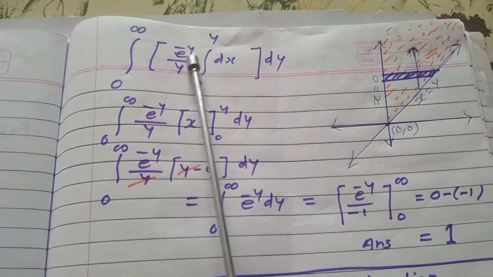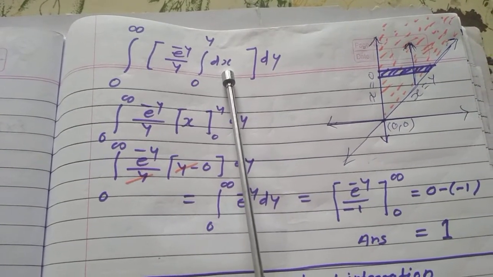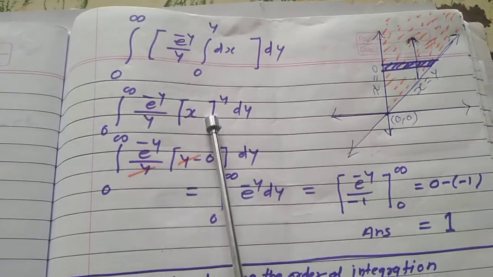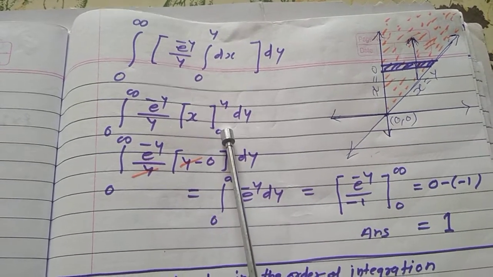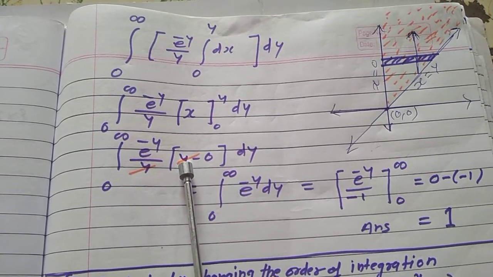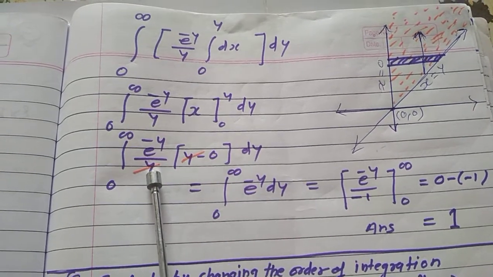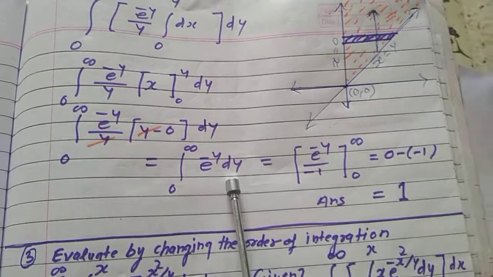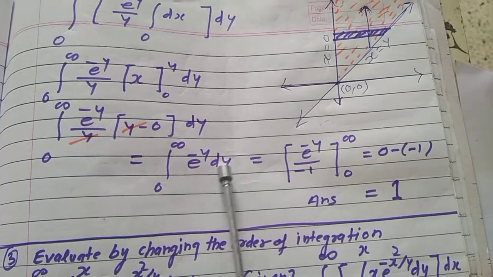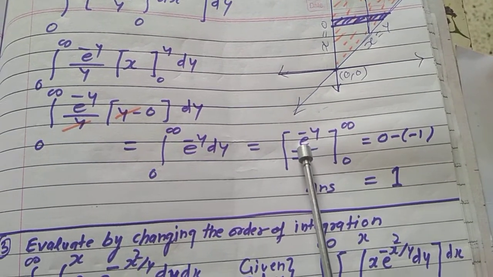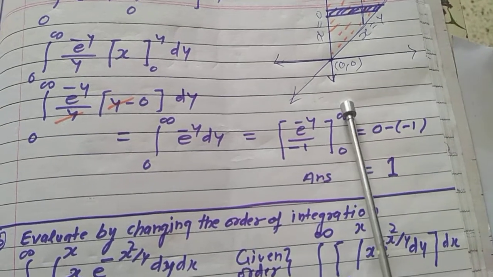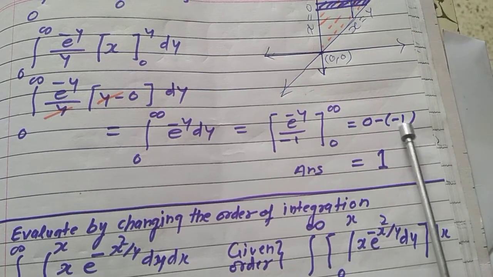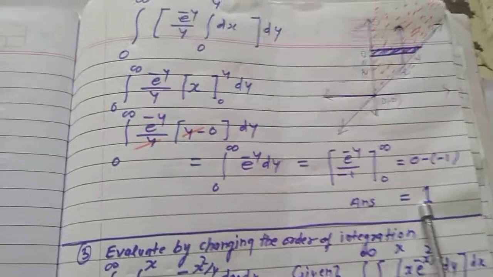Now e raised to power minus y, with respect to x, is constant. That's why I have taken it out of the integration. What is the integration of dx? Only x. Put upper limit, lower limit, so this becomes y minus 0. Now this y cancels, and you have to integrate only 0 to infinity e raised to power minus y dy. Integration of e raised to power minus y is e raised to power minus y upon minus 1, from infinity to 0. Put the upper limit: e raised to power minus infinity becomes 0, and e raised to power 0 becomes 1. Minus of minus becomes plus 1. So this is my second problem.